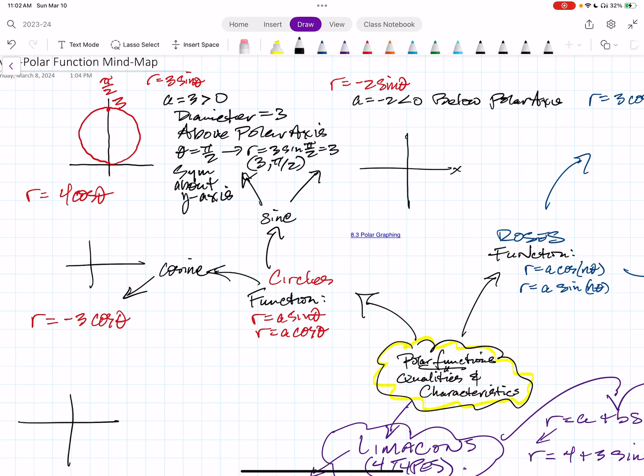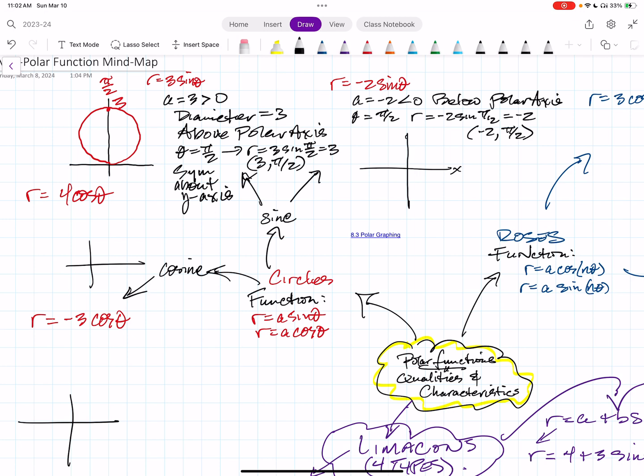Okay, why? Well, if you take pi halves, let's do that. So theta is equal to pi halves. Substituting into the function, you get r is equal to negative 2 times the sine of pi halves. The sine of pi halves is 1, times negative 2 is negative 2. And so negative 2 comma pi halves is on the graph.